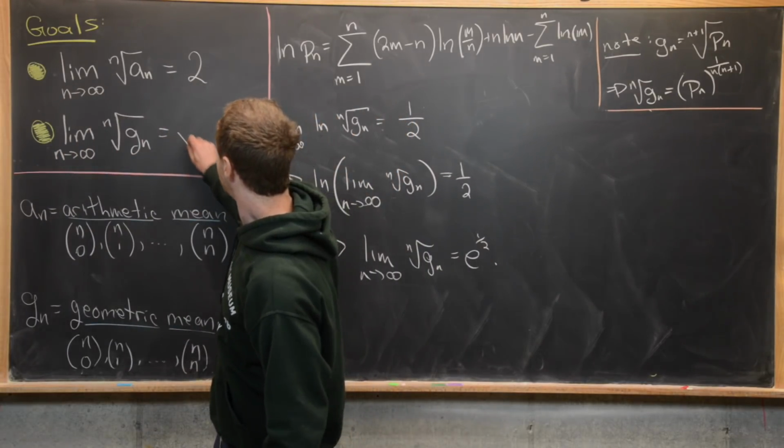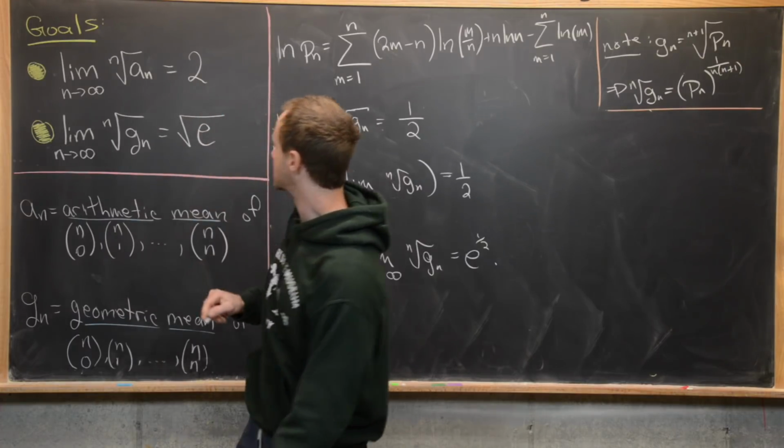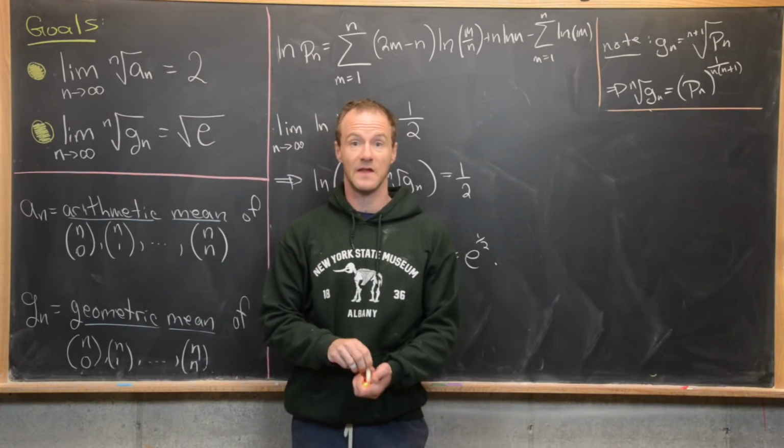So we've got this value for this second limit is equal to the square root of e. And that's a good place to stop.